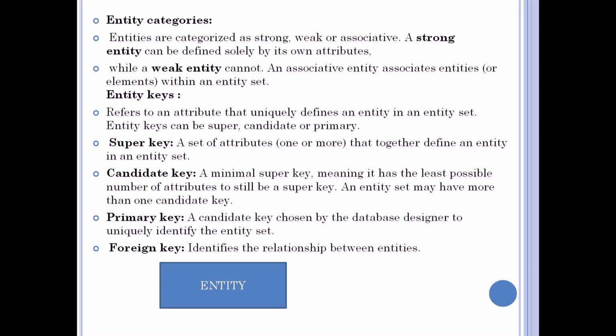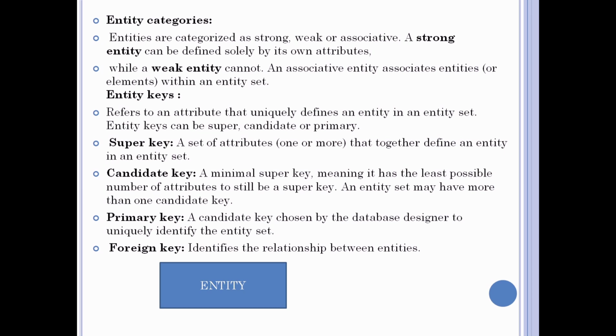Entity keys. What types of keys are needed to define the entities? Here we have to define an entity within the particular entity set, and we need different kinds of keys. What are the types of entity keys here? Super key, candidate key, primary key. Super key means not only a single attribute; instead of a single attribute, we take a set of attributes defining an entity in the entity set.